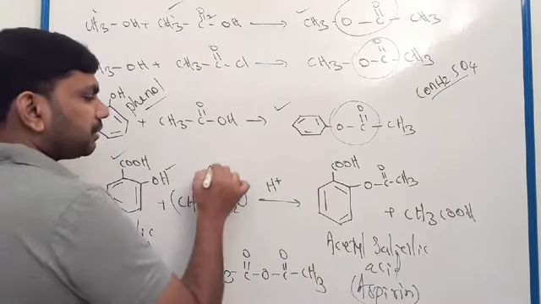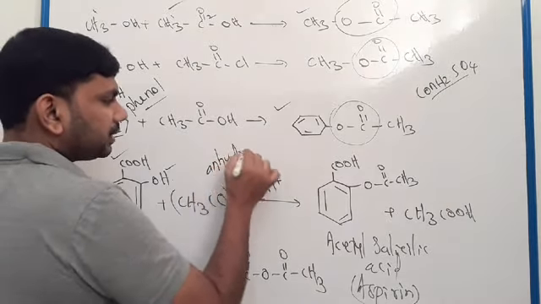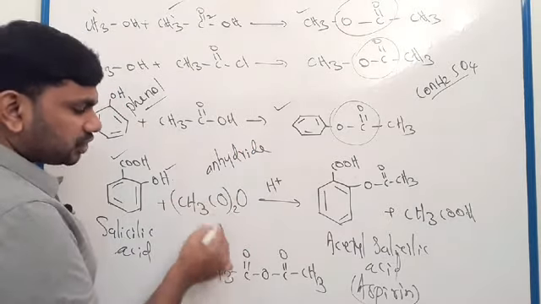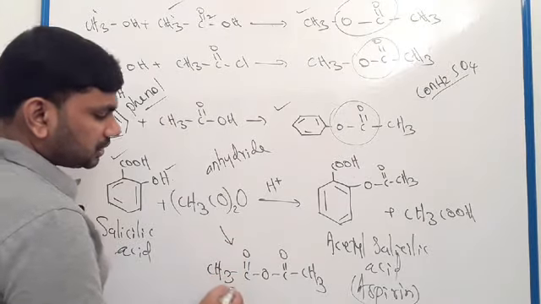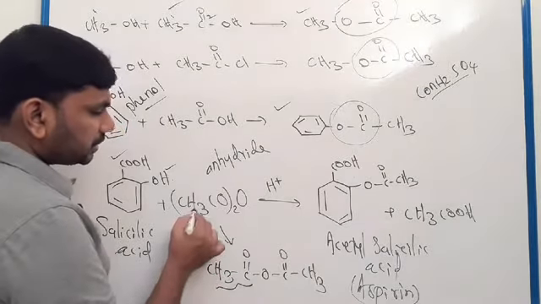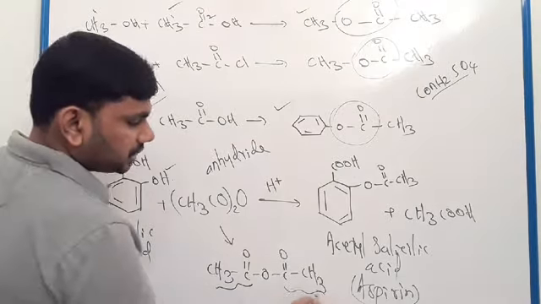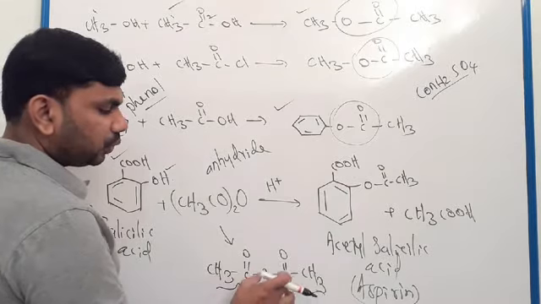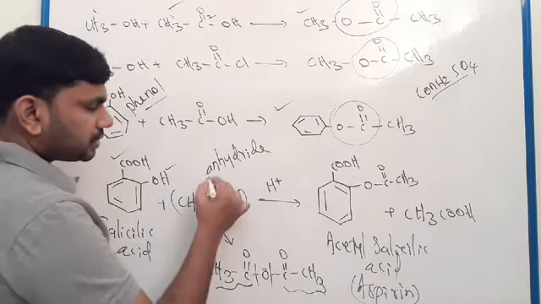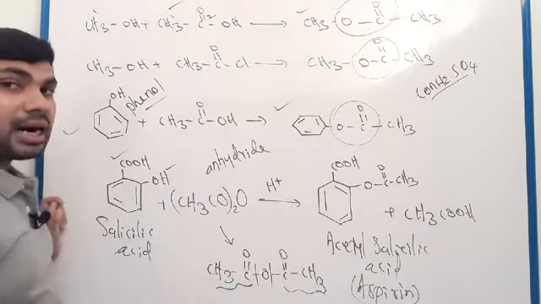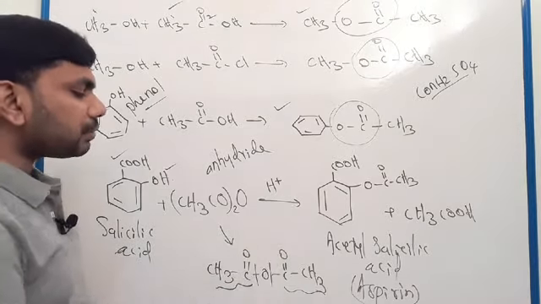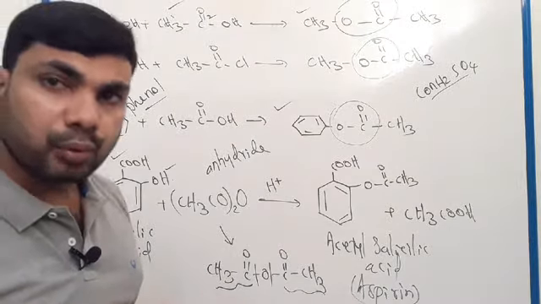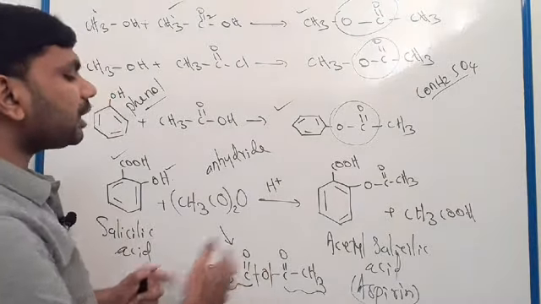Salicylic acid reacted with the acid anhydride, CH3CO twice O. This is the structure. Look here, CH3CO twice. This is CH3CO repeating, and here one oxygen. This is acid anhydride. Acid anhydride actually comes from carboxylic acid: after dehydration, after removing water, it forms acid anhydride.